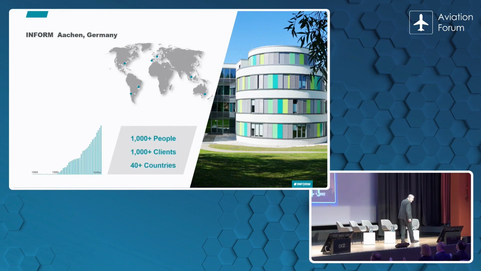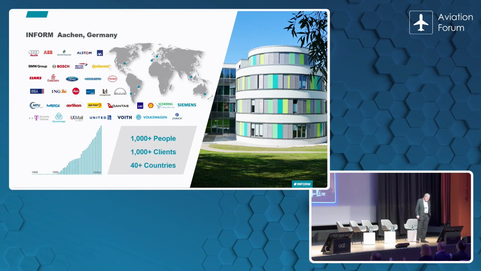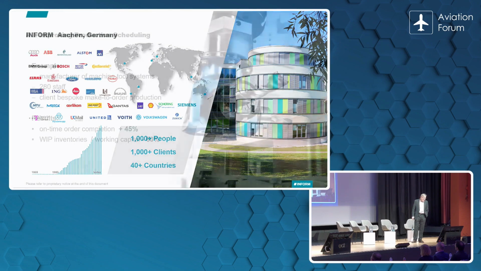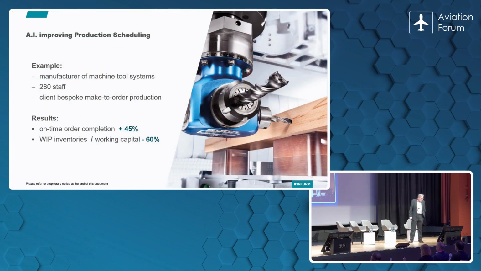Inform, as a company, has grown pretty fast over the last 10 years. We are now more than 1,000 people, with much more than 1,000 clients in 40 countries around the world, and we're located in Aachen, Germany. Finishing my talk, a couple of examples. Many of the clients we work with are SMEs.